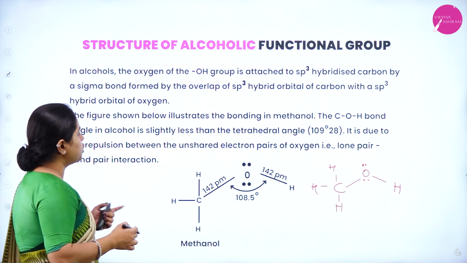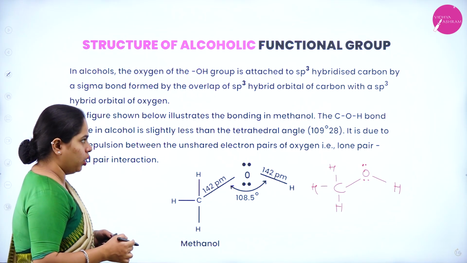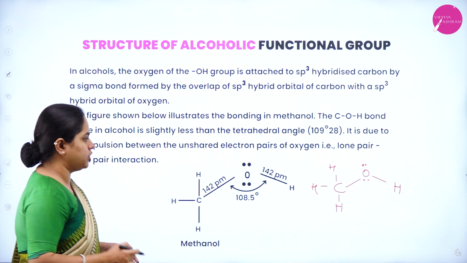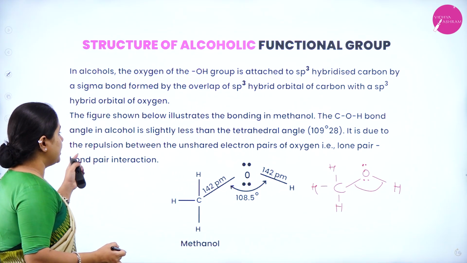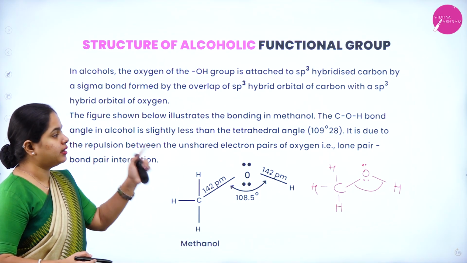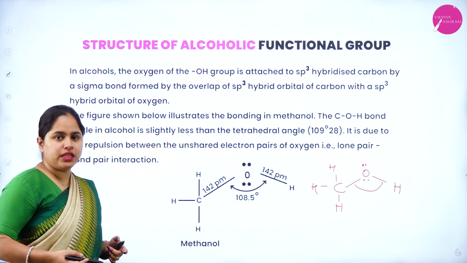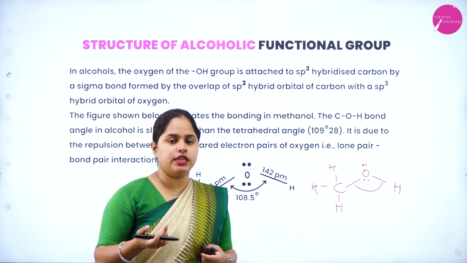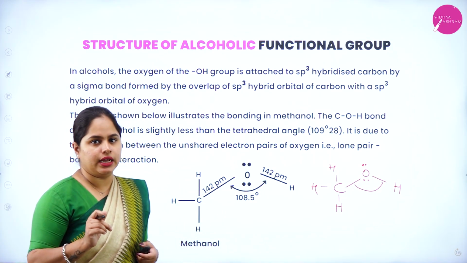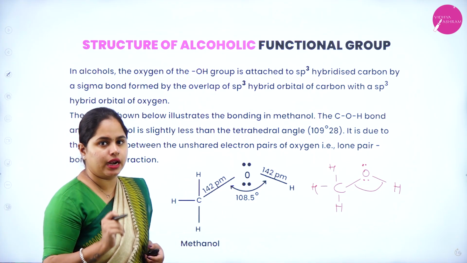Now the figure shown below illustrates the bonding in methanol. The carbon, oxygen, hydrogen angle, that is this particular bond that you can see, in alcohol is slightly less than the tetrahedral angle. Sp3 hybridized means it should be tetrahedral. That is 109 degrees it should come. But it is less than that. It is not following the tetrahedral angle.